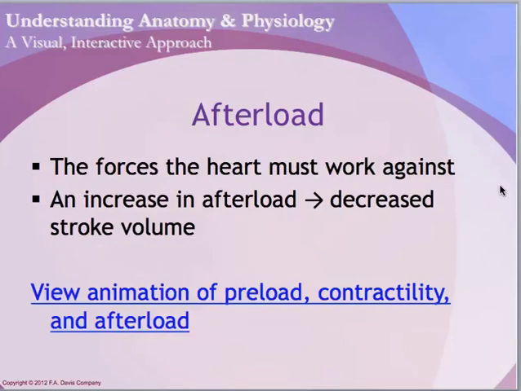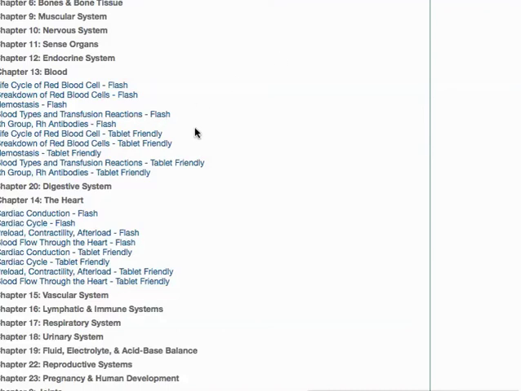Afterload is the last concept there, and this is the forces that the heart must work against, okay, such as the pressure of the blood in the arteries. So it has to work against this pressure to eject its volume of blood, okay? So an increase in afterload equals a decreased stroke volume, because it's working too hard to push against those factors that are trying to prevent it from forcing its blood out. So we're going to decrease stroke volume because it's not going to be able to get out as much blood as it wants to. So all of those things are going to affect that.